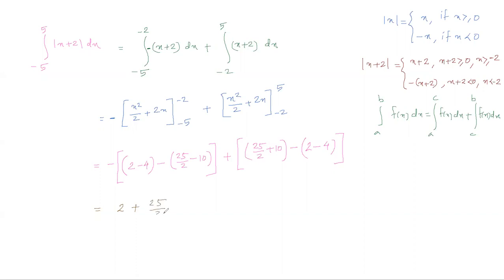So it becomes 2. Minus minus plus, so 25 by 2 minus 10 inside the bracket, plus 25 by 2 plus 10, then minus 2 minus 4 is minus 2, so minus minus 2 plus 2. You will see the minus 10 and plus 10 cancel. So 2 plus 2, 4 remains. 25 by 2 plus 25 by 2 is 50 by 2, that is 25. So 4 plus 25, which is equal to 29. So the value is 29.